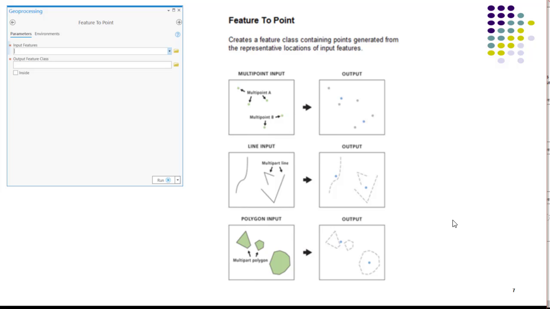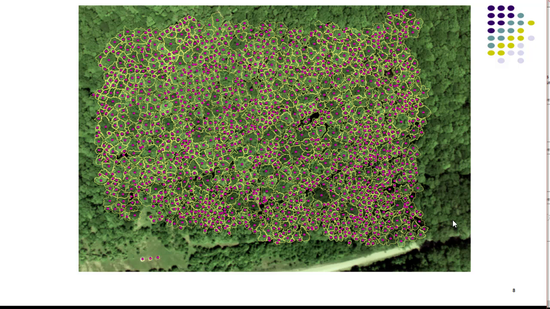The feature to point command enables us to see where those points fall within each one of those polygons, for each of the tree crowns. When we do that, we get something like this. That shows for each one of the points where the polygon boundary is. Up here is one that's a very large tree crown, or it could be a combination of multiple trees, depending upon how the delineation worked. Here's another very large one, and some other small ones around here.